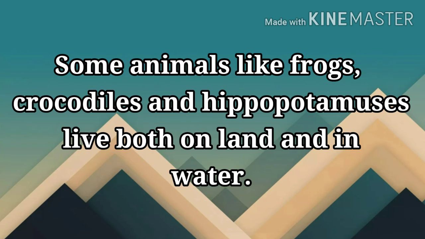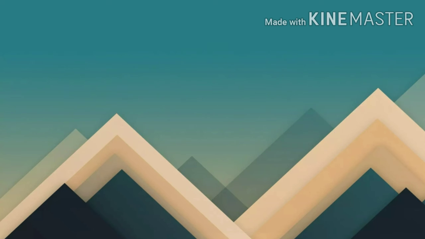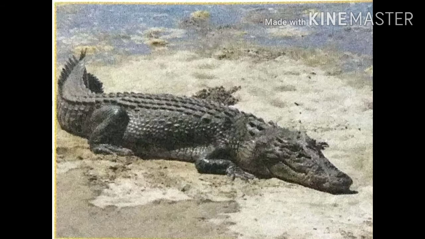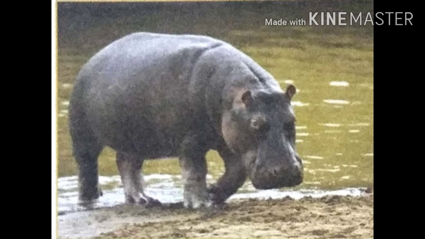Next type is that some animals like frogs, crocodiles and hippopotamuses live both on land and in water. Students, they are called amphibians. What should we call them? Amphibians, which live on land as well as in the water. Let's see the pictures. It is a frog. Frog lives on the land and in water. It is a crocodile, a hippopotamus. Okay, understood.